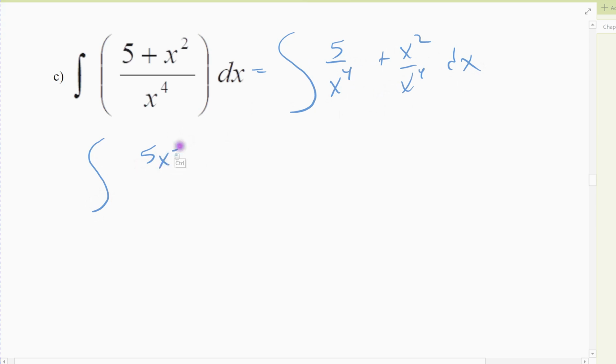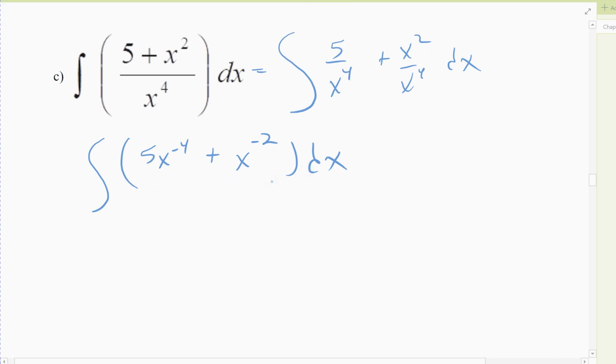I get 5x to the negative 4. This would have simplified to x raised to the negative 2, right? When I divide, I subtract my powers, so it would be 2 minus 4, so x raised to the negative 2, dx.